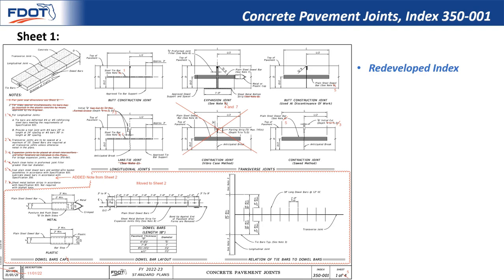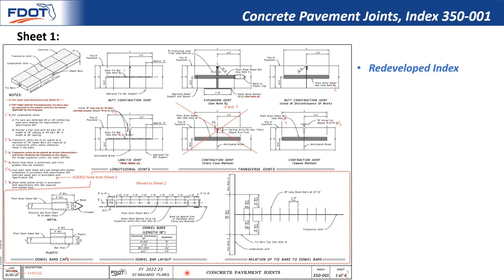This was another team effort project. We redeveloped index 350-001 as it was in need of an update. There were several items in this index that were outdated or not used. Mary Jane Hayden and the State Pavement Design Office worked with a task team consisting of FDOT staff, design, materials, and construction, and industry partners, suppliers, CEI, and contractors to address details that were no longer needed, items that should remain, and items that should be added.